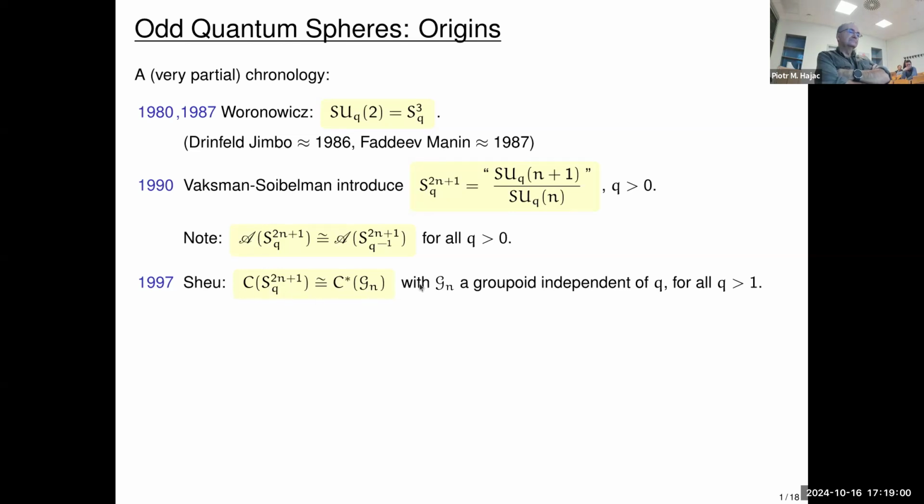And so what Sheu did was to construct a groupoid depending on n, on the dimension, whose convolution algebra is the C*-algebra of this odd-dimensional sphere. In his paper, q is bigger than 1, while q equal to 1, that is the ordinary sphere, you have a commutative C*-algebra. And here q is greater than 1, but with the symmetry that you have q going to q^{-1}, this includes also every q greater than 0 and different from 1.